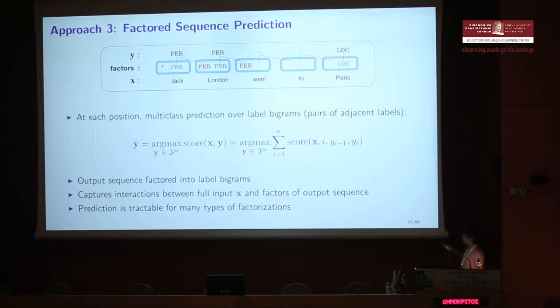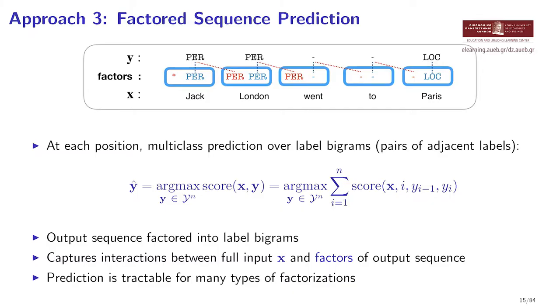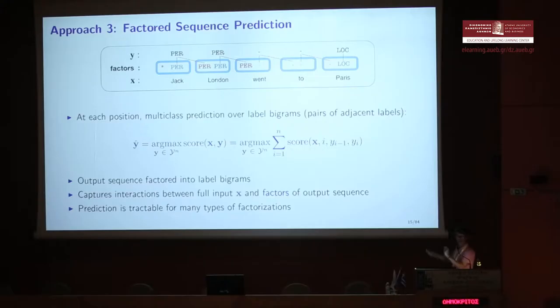And in addition, my function is going to be able to capture any property that has to do with the full input, because that's available, and not the full output, but parts of the output. And so I'm going to be able to capture interactions between what I put in the factors. So it's an intermediate approach between multi-class and the previous greedy one, which had access to the full sequence of previous decisions. Now I have access to nearby labels.